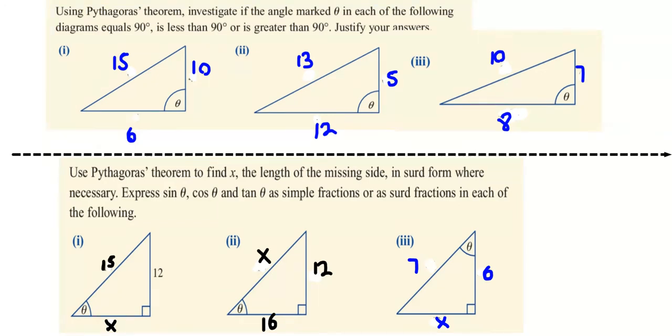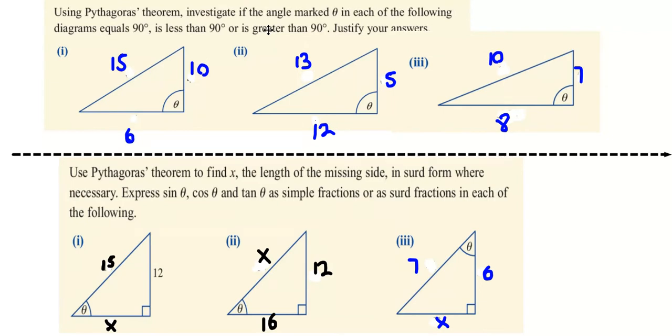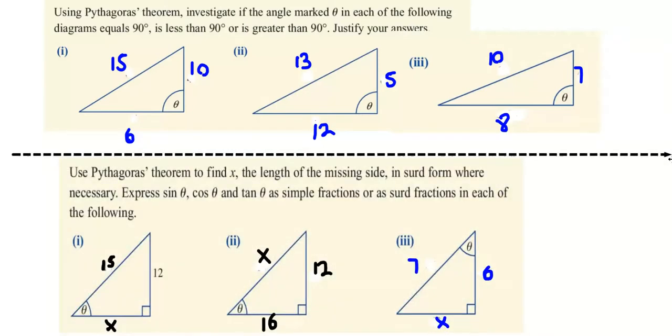In this question, we're going to justify Pythagoras' theorem. Use Pythagoras' theorem to investigate each of the angles marked theta in the following diagrams. Does each equal 90, is it less than 90, or greater than 90? Justify your answers. Okay, so here's what we're going to do. I'm just going to get myself some space here.